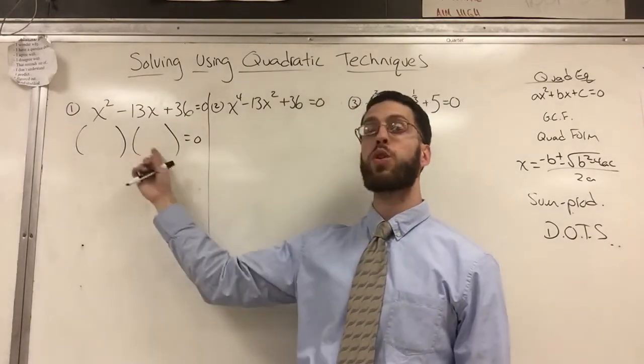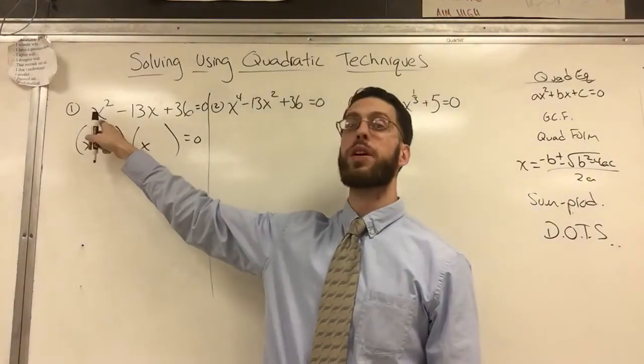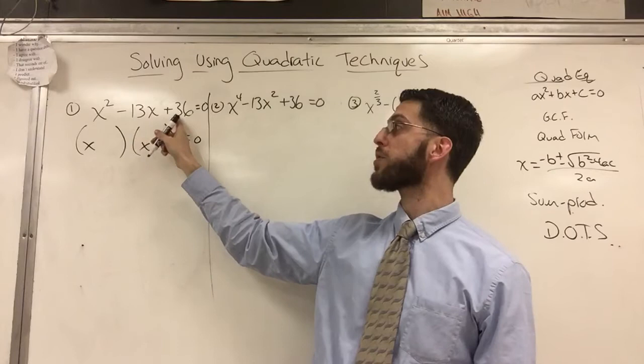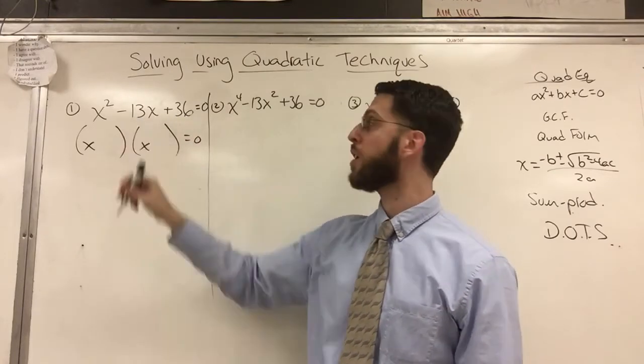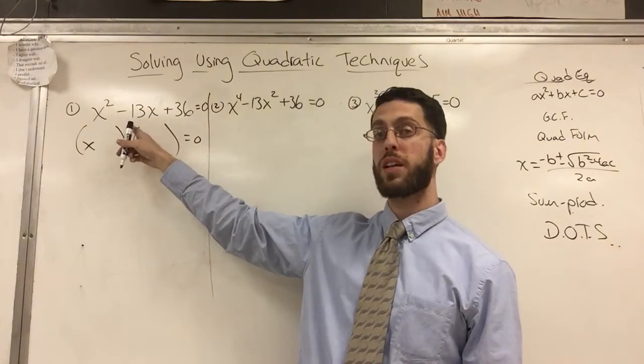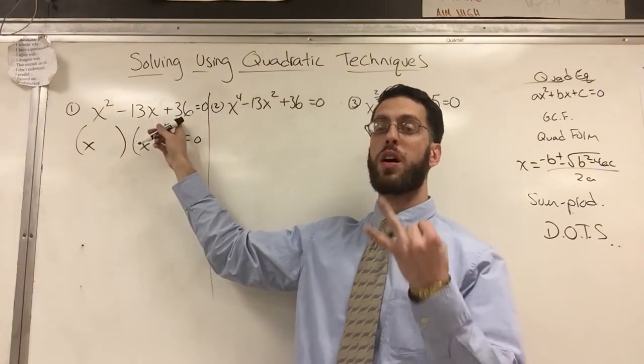So basically you're asking, what do you multiply together to give me that? I definitely need x times x to give me x squared, and then I need two factors of 36 that will also add to negative 13. So the sum of the numbers has to be negative 13, and the product has to be 36. 6 and 6 won't work.